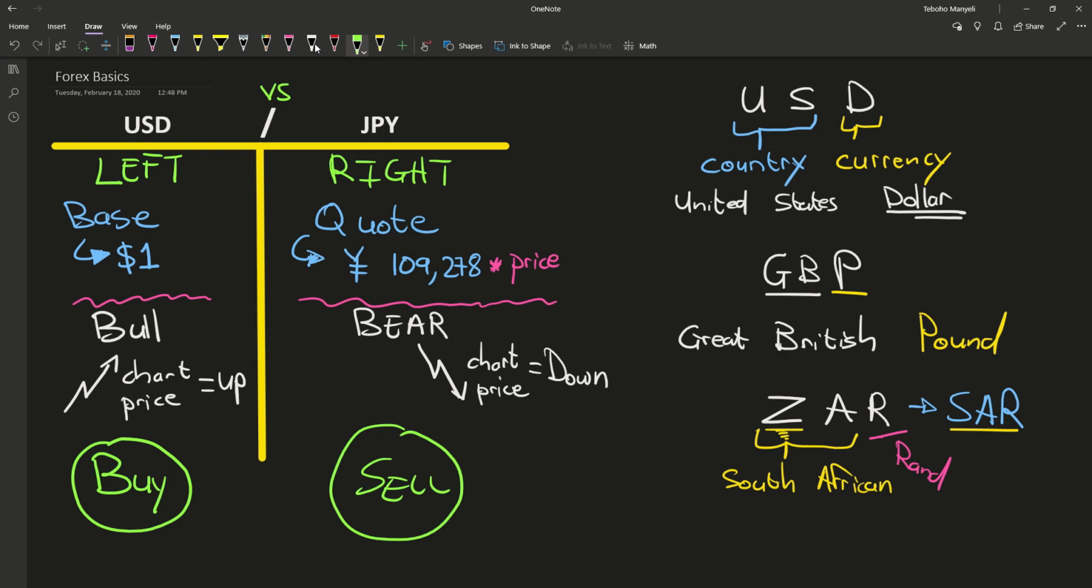I want you guys to leave me your comments. I hope I broke it down well and put things into perspective. You now understand what buying and selling means, what long and short means. So this is long, and this is also known as short. One and the same thing. It's just going up and down.